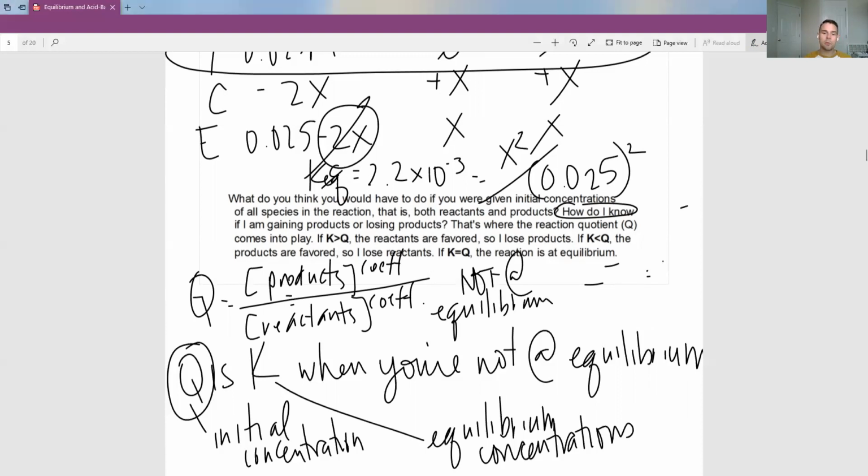And then what you do is you compare your Q to K. If K is greater than Q, the reactants are favored, so you lose products. If K is less than Q, the products are favored, so you lose reactants. And if K is Q, you are at equilibrium. Okay. So keep that in mind if you come across a problem where you have both reactants and products initially.